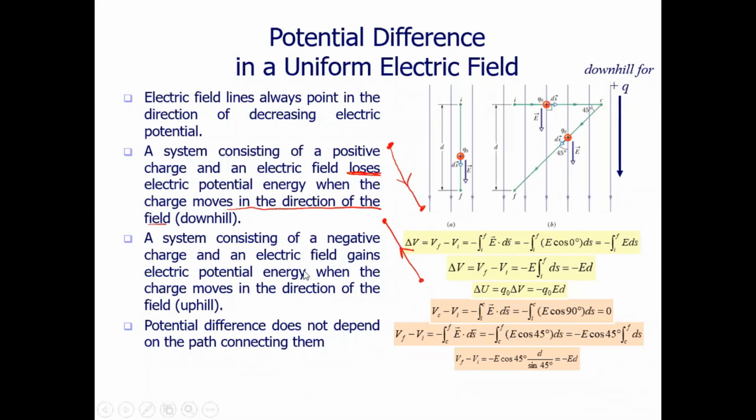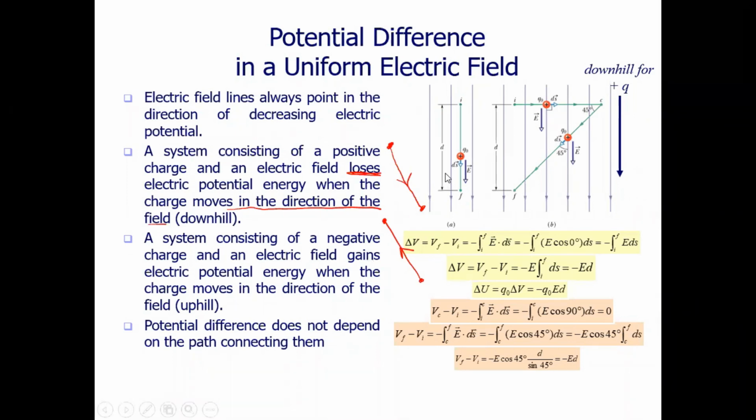Okay, so the other very, very important point is that the potential difference does not depend on the path connecting the initial and the final position. Remember, the electric potential is the work done per unit charge. Since the electrostatic field is a conservative field, which is where we started from, the work does not depend on the path followed.